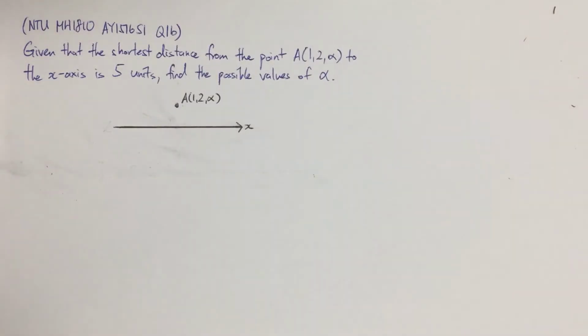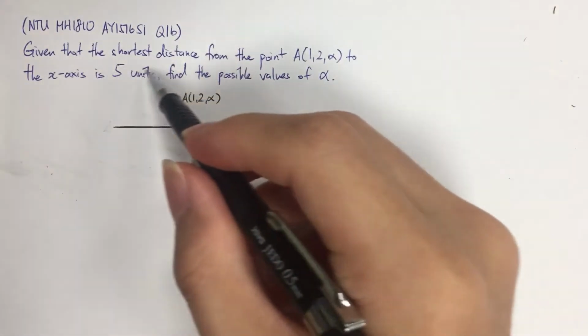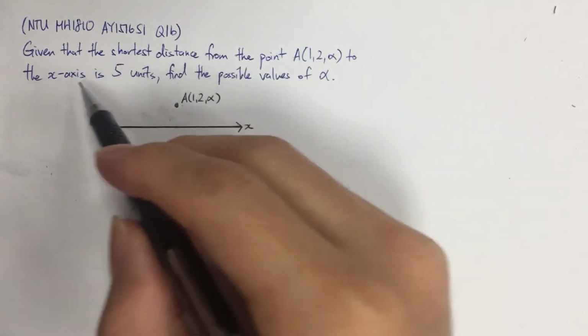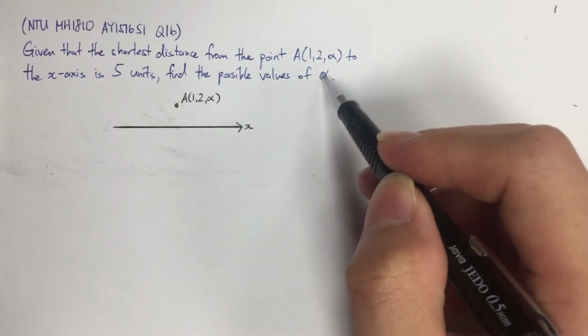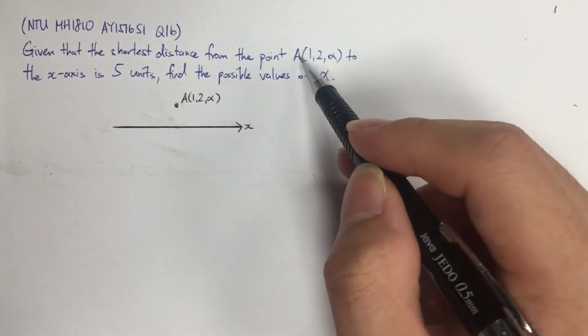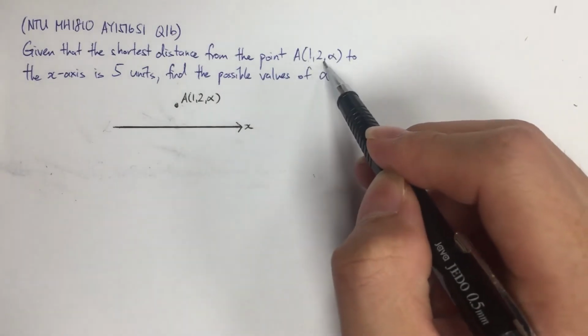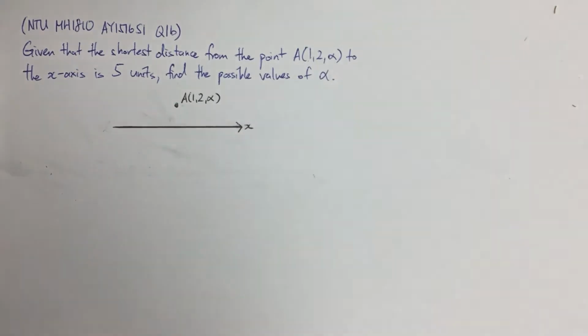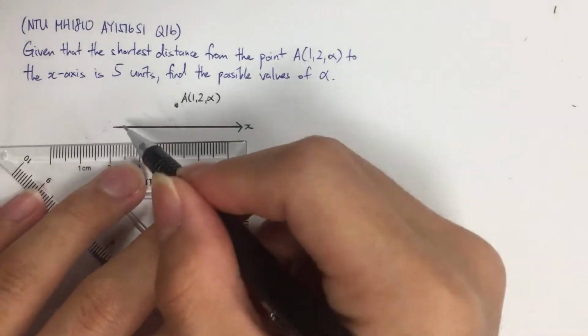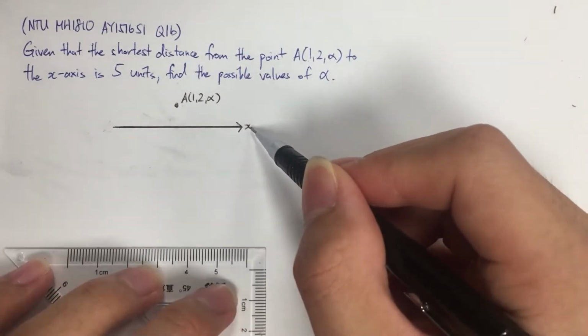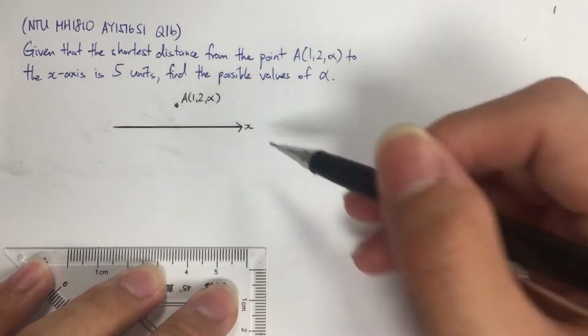So this question says, given that the shortest distance from the point A to the x-axis is 5 units, find the possible values of alpha. Alpha here is just the z-coordinate of A, and A has x-coordinate 1, y-coordinate 2. Okay, so if we draw a diagram, we can easily draw the x-axis like that, and then A is just some point around the x-axis.